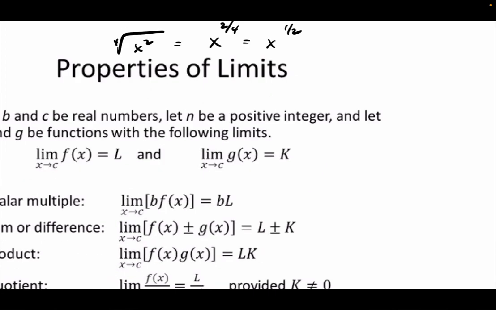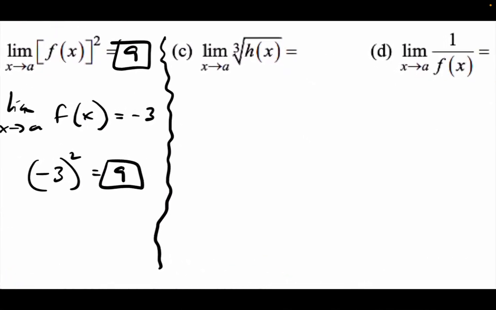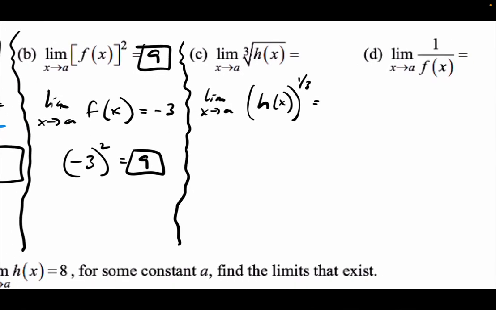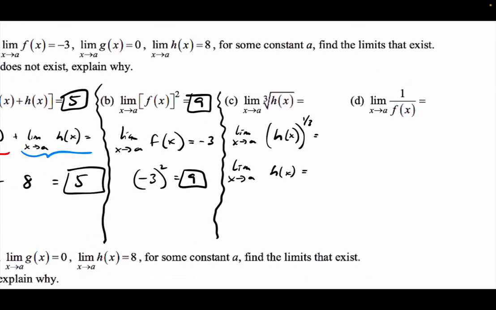So let's go back to this one here. I'm going to rewrite it: the limit as x approaches a, but instead of a root, I'm going to put a power. What power? 1/3. So now I'm going to do it like I did b. Just treat it as a power. First, I'm going to find the limit of h of x at a. According to the directions, it's 8, right? And then I'm going to go 8 to the 1/3 power.